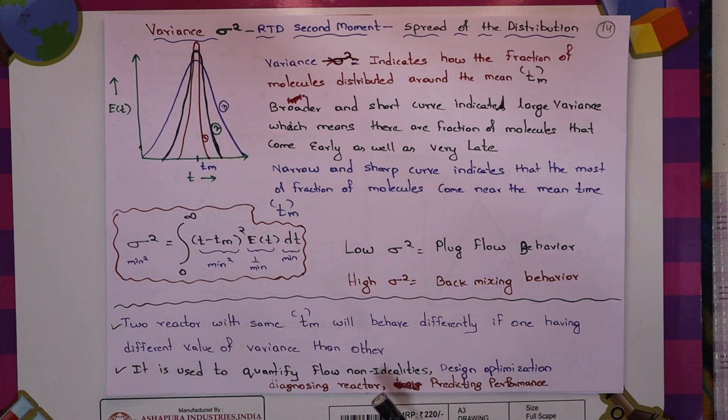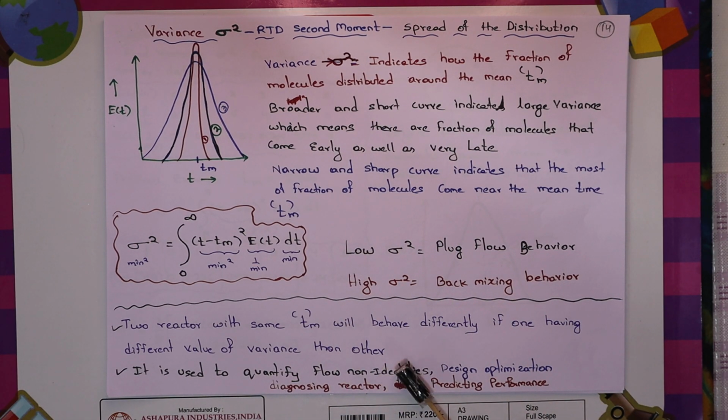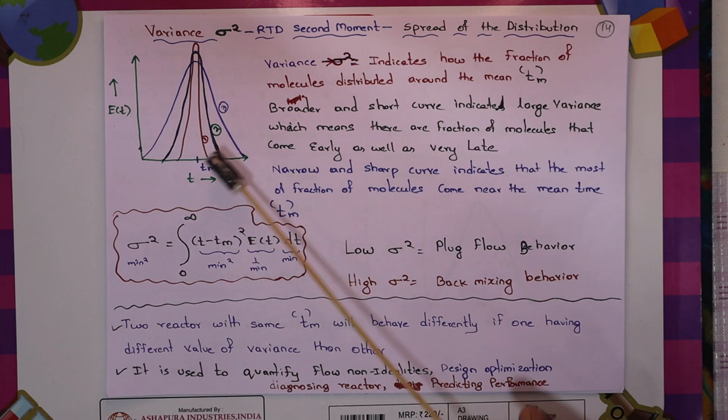What is the use? The variance term is used to quantify the flow non-idealities, and based on these experiments we can design the reactor, or modify the reactors, to make sure that most of the molecules spend the same amount of time in the reactor. It also helps identify what sort of problems the reactor is facing.